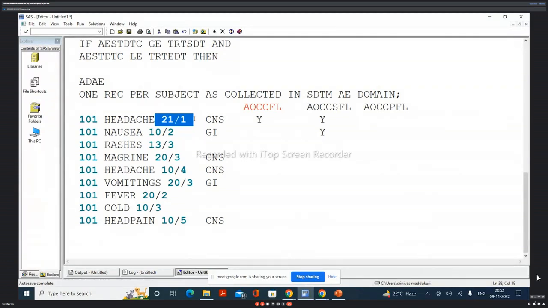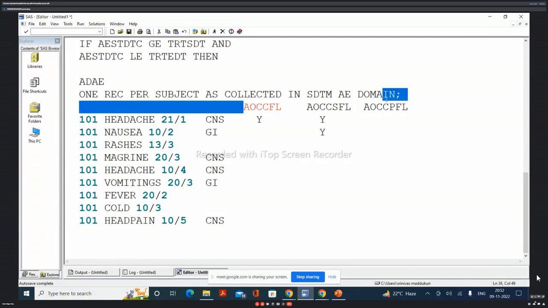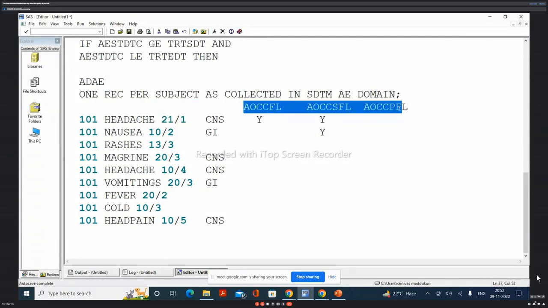Everybody could follow this one? Because in the interview, they will ask you, what are the variables that you derived in the ADAE dataset? Yes, all these variables are derived now. AOCCFL, AOCCSFL, AOCCPFL. Now, the next one that we are going to have, AOCCIFL. First maximum severity occurrence.